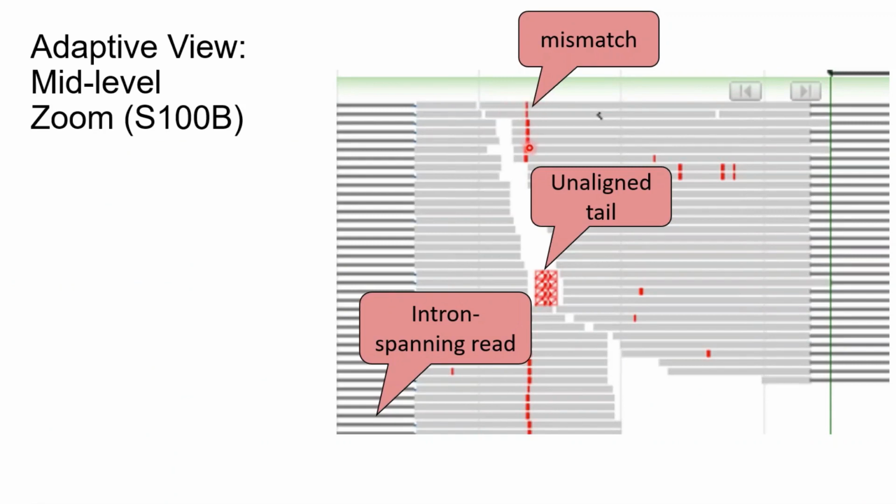I can see mismatches with these little red tick marks. I can see intron spanning reads. So the light gray part is the aligned portion. This thin gray bar tells me that this read spans to another aligned portion that's in a different exon. And I've also got these glyphs here that show me that I have some unaligned tails in my reads.